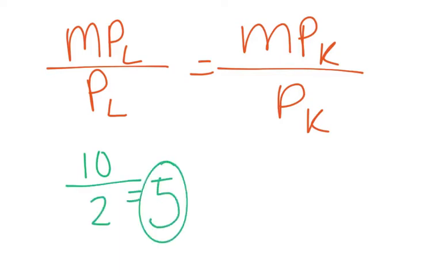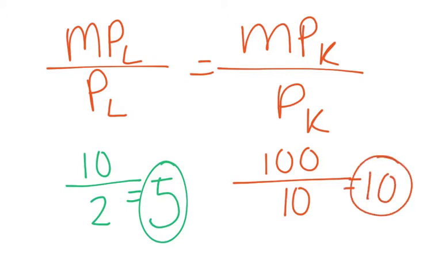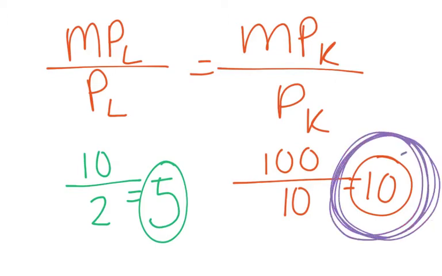And then your capital, it gives you a marginal product of 100, but the price of the capital is, let's say, $10. 100 divided by 10 equals 10. So you see that the marginal product of capital over the price of capital, 10, is greater than 5. You'd rather produce more machines and less laborers in that instance because the marginal product of the capital over the price of the capital is greater than the labor.